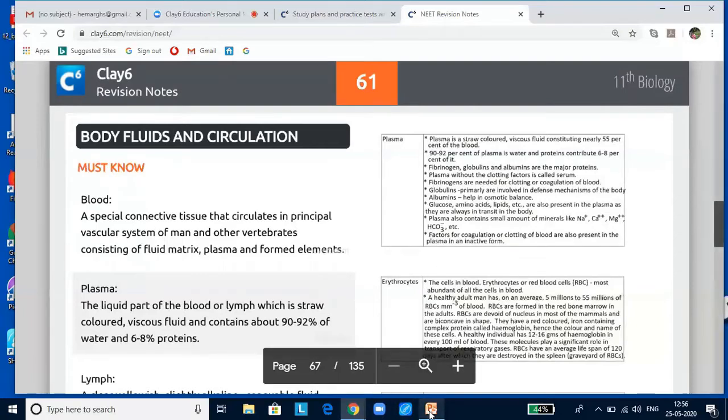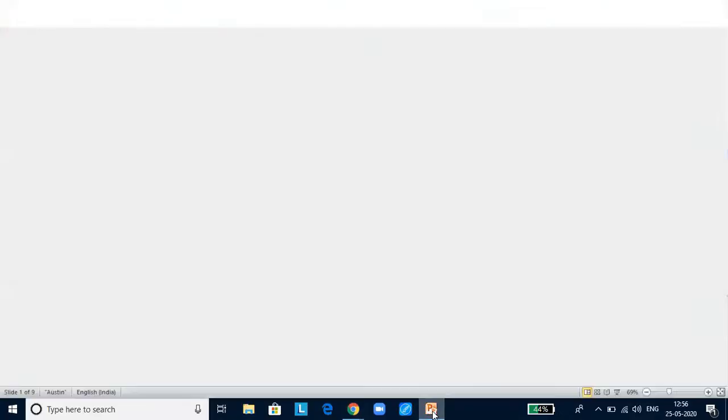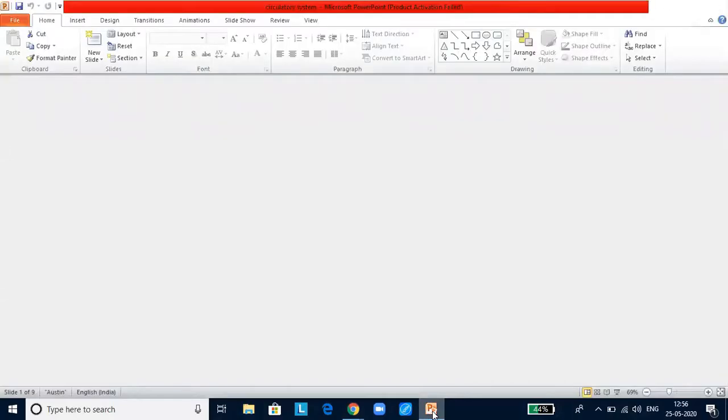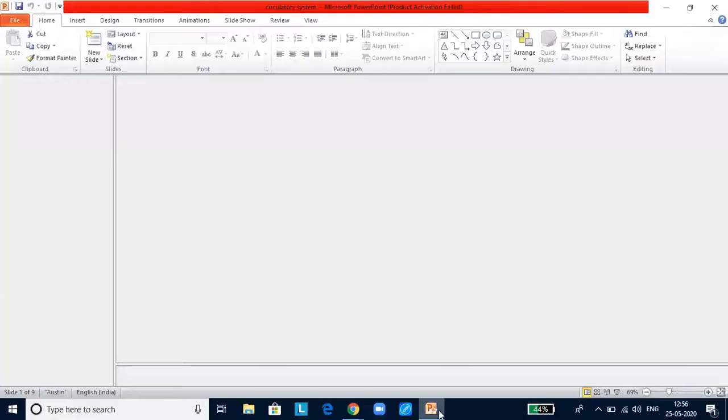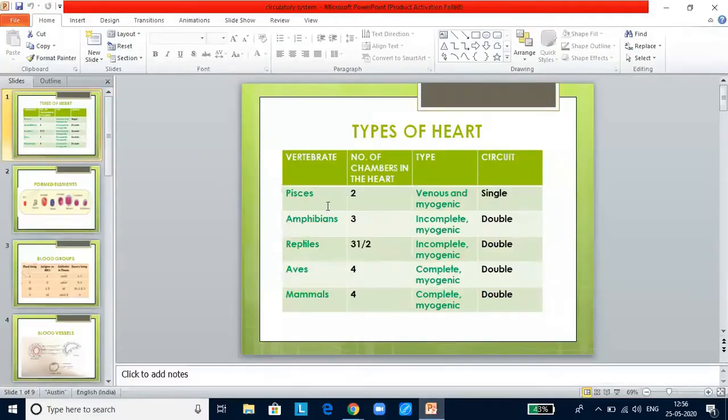Now, before getting into the other aspects, let us look into the kinds of hearts that are seen in different kinds of animals. That is very important because in NEET exams they have asked. Now, if you look, I only looked at the vertebrate heart. In Pisces, the number of chambers in the heart is 2. It has 1 atrium and 1 ventricle. So it is a venous heart and it is myogenic, and that circulation is called single circuit circulation.